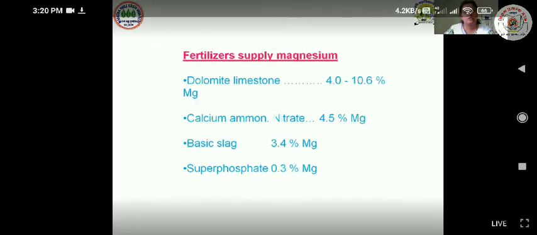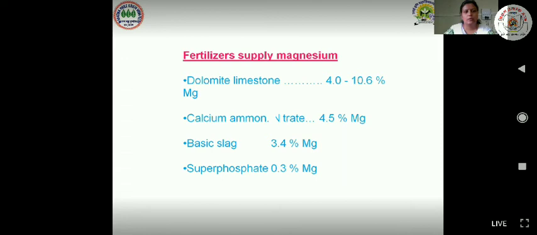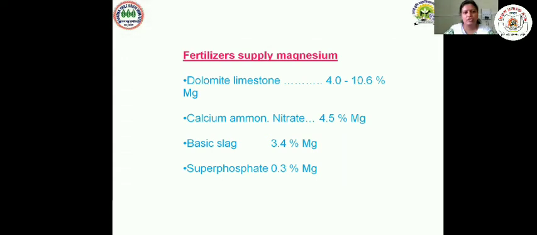Which are the sources for magnesium? Dolomite limestone, 4 to 10.6% magnesium. Then calcium ammonium nitrate, 4.5% magnesium. Then basic slag, 3.4% magnesium. Superphosphate, 0.3% magnesium.